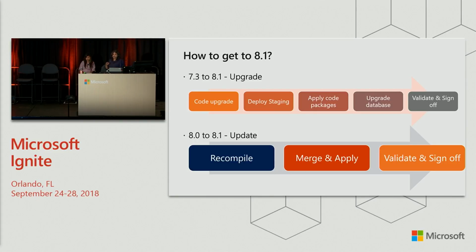You will just need to do a recompile in your dev test, create a deployable package. You'll merge the package with the 8.1 package, apply, and validate and sign off. So it will just be this process. Of course, you'll do both of these steps for both sandbox and production. But it is much simplified if you're going from 8.0 to 8.1. We will have the tool for the update itself available in early October. And if you are already on 8.0, I highly encourage you to get to 8.1 as soon as possible.